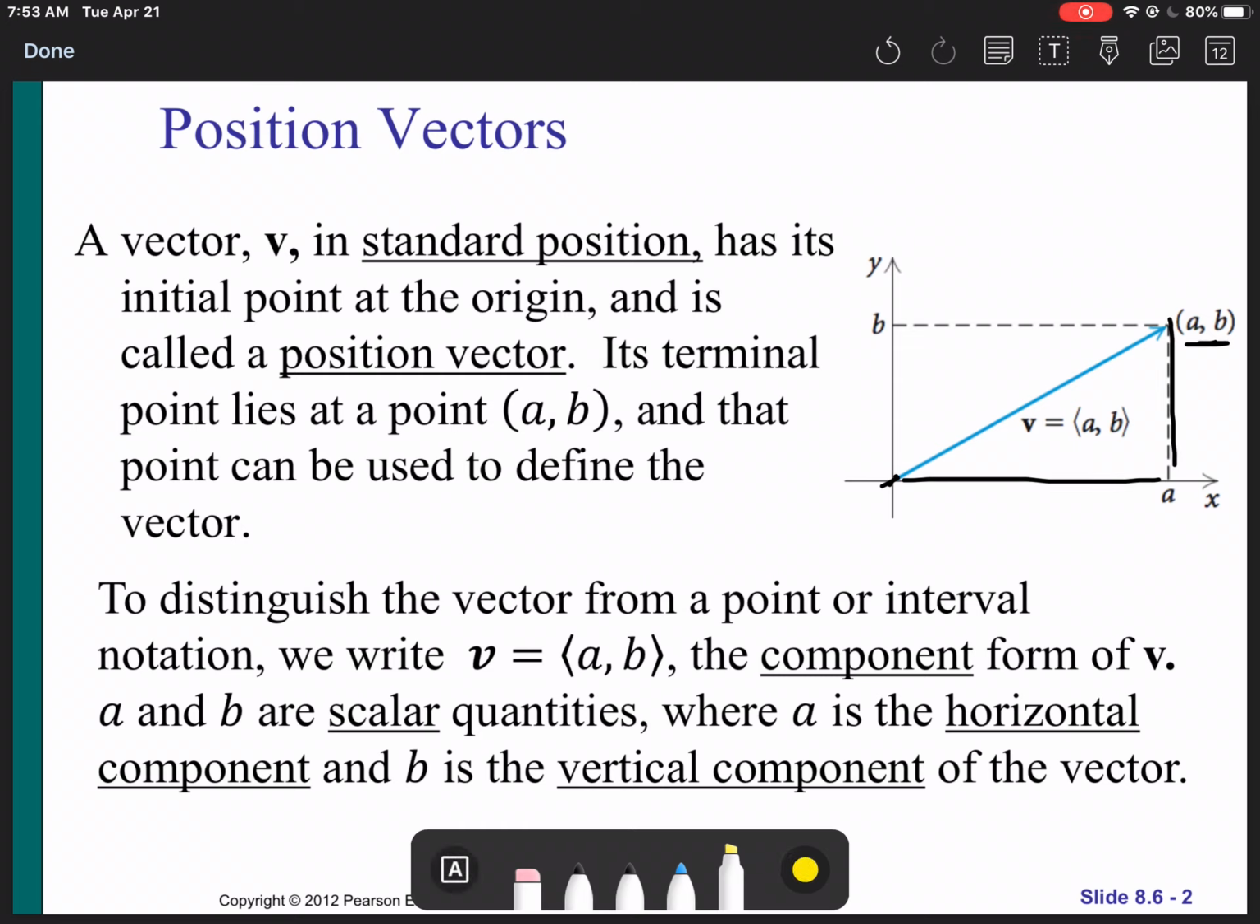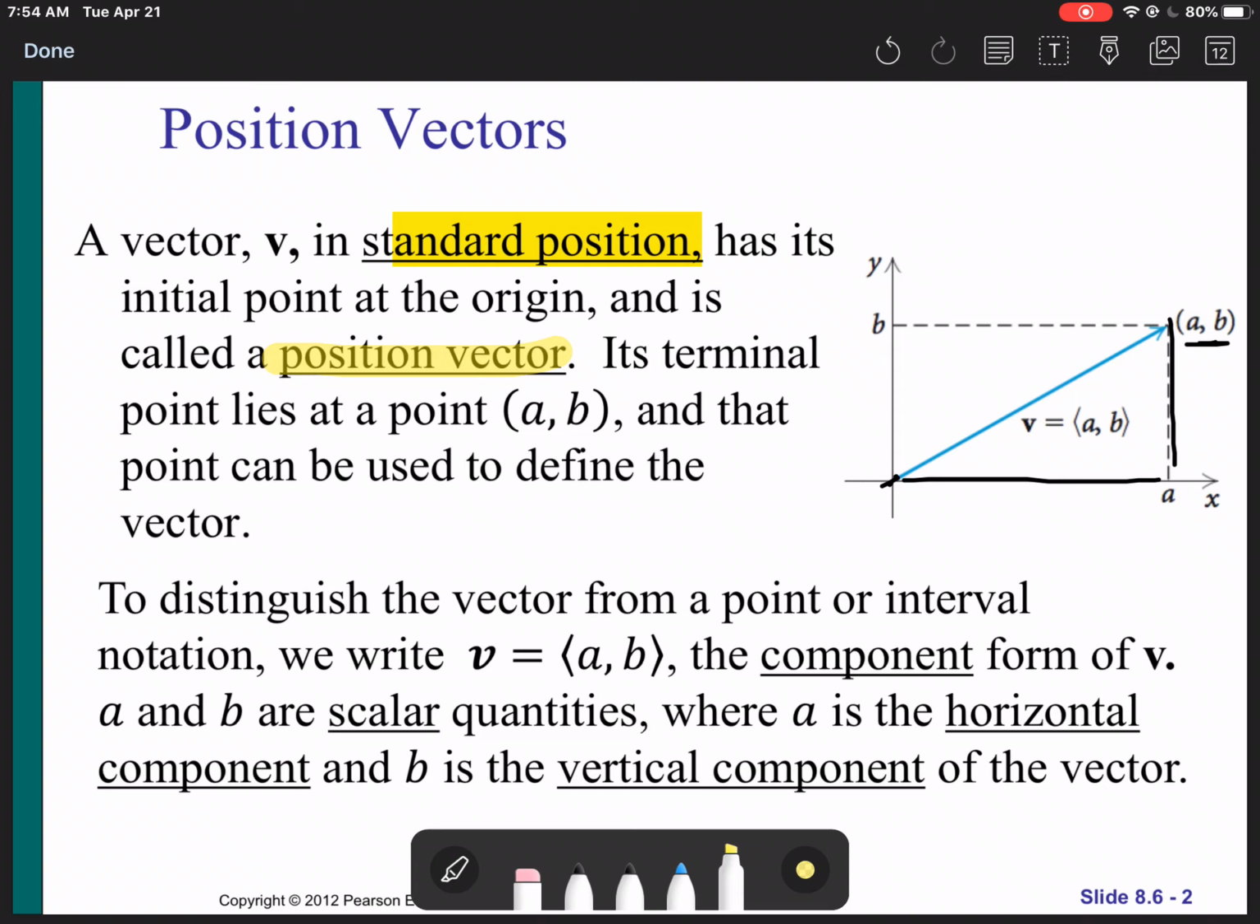All right, so the language. We call this a vector in standard position. Vector v is in standard position: it has its initial point at the origin. It's also called a position vector. When we talk about the position vector, that's the vector whose initial point is at the origin, and it represents all vectors that have the same horizontal and vertical components. So its terminal point lies at a point a, b, and that point can then be used to define the vector.